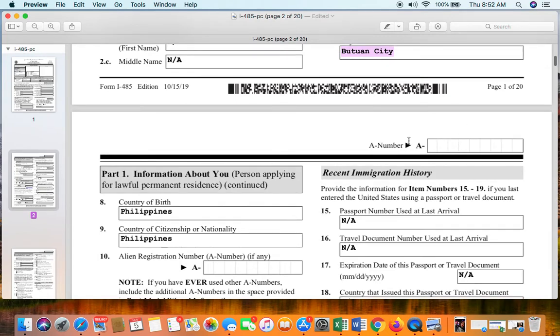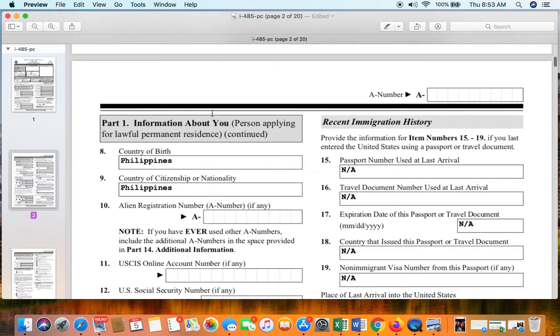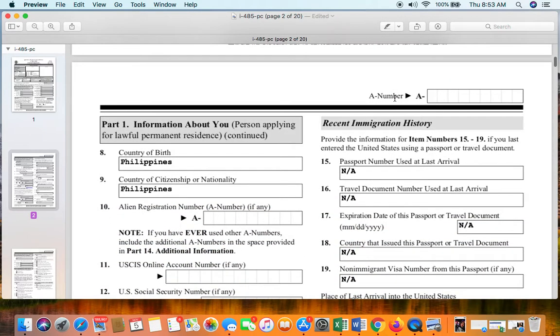It shows in every application the alien number. So you don't need to fill out anything right there, since we are applying for the K2 or derivative applicant. So here in Part 1, information about you. Person applying for lawful permanent residence, continued. So this continues from right here, from your derivative applicant.